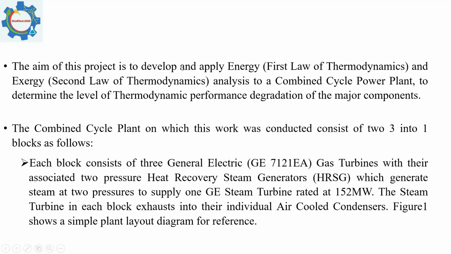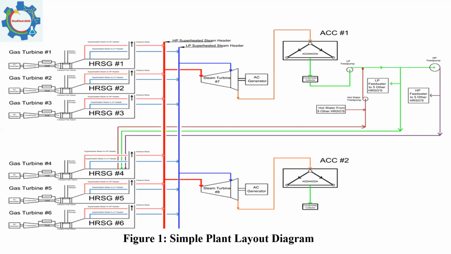The object of this project was to develop and apply energy and exergy analysis to this combined cycle plant to determine the level of thermodynamic performance degradation. The plant basically consists of General Electric machines, 3 General Electric gas turbines with their associated 2-pressure heat recovery steam generators, which generate steam at 2 pressures to supply 1 GE steam turbine rated at 152 megawatts. A steam turbine in each block exhausts into air-cooled condensers. Figure 1 shows a diagram of the plant layout.